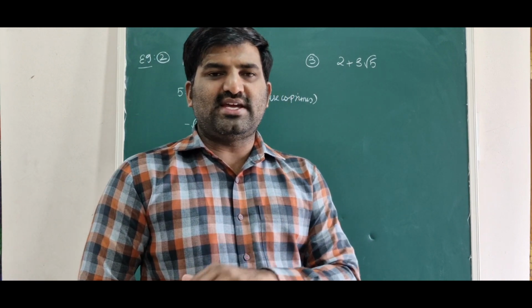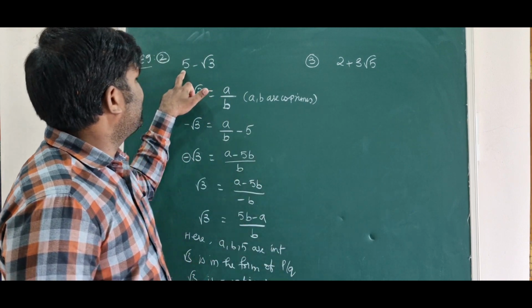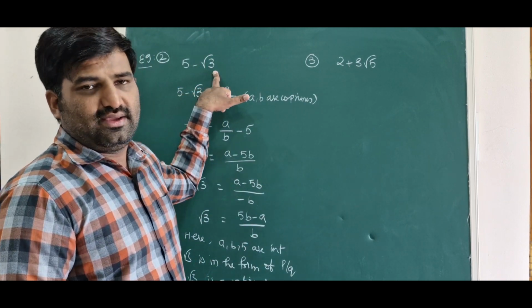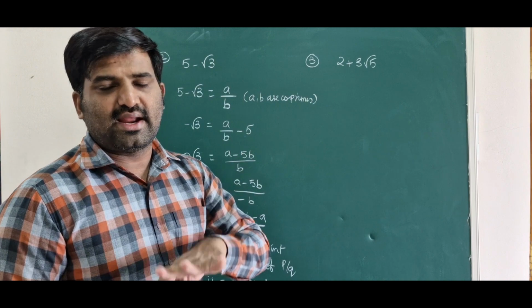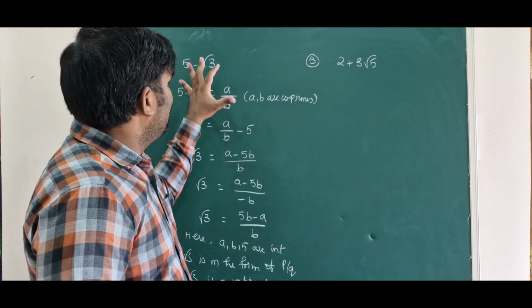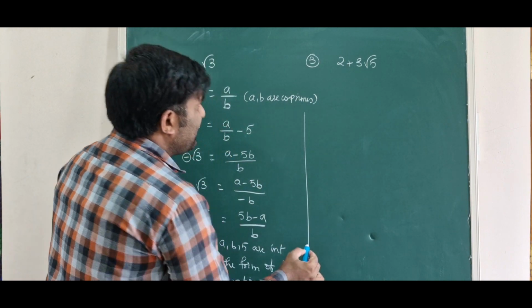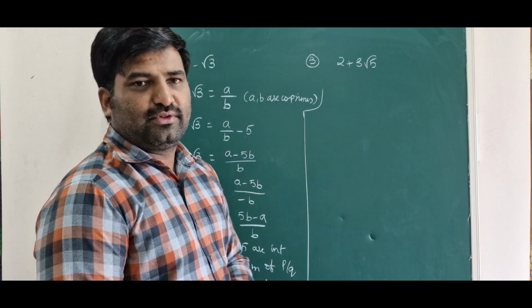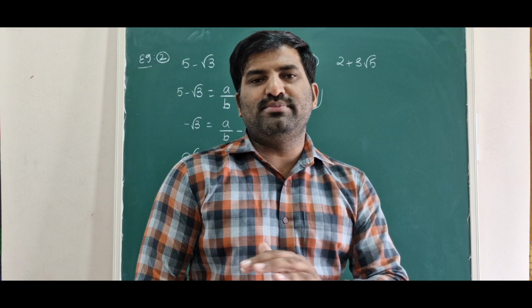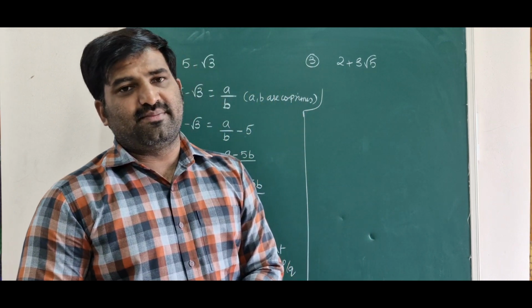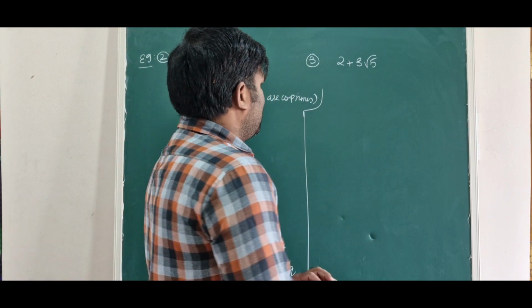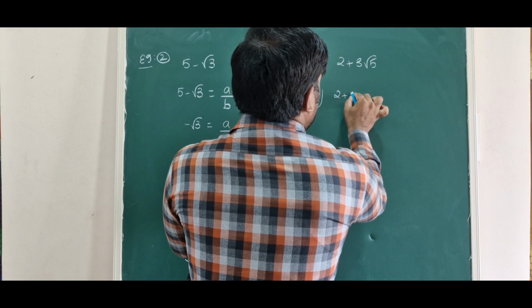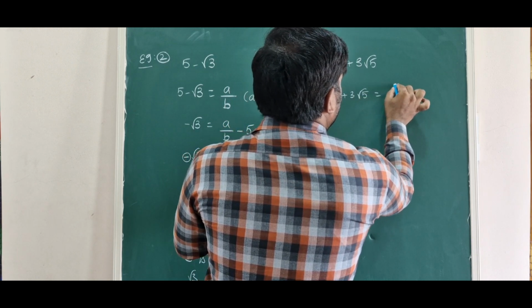If root 3 is an irrational number, then the given number, that is 5 minus root 3, is also an irrational number. Like this, you can write the conclusion for this question. In the same way, I am explaining this question, 2 plus 3 root 5. Here for 2 plus 3 root 5 also, we will assume that 2 plus 3 root 5 is a rational number. If 2 plus 3 root 5 is a rational number, we can say that 2 plus 3 root 5 is equal to a by b.